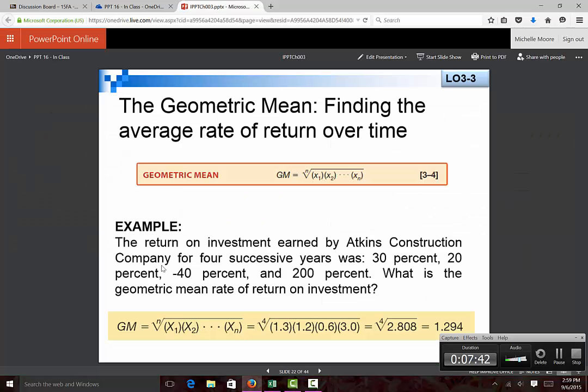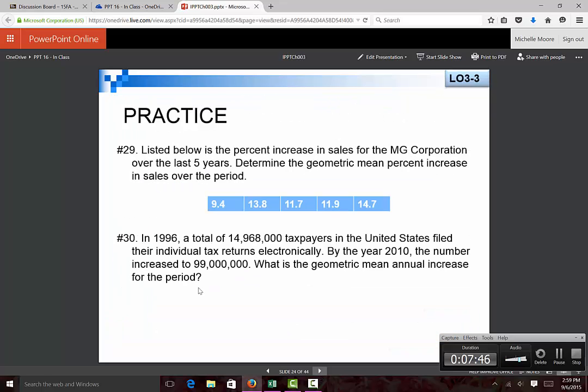Now, in our next question down here, let's move back to our question slide. In 1996, a total of 14,968,000 taxpayers in the United States filed their taxes electronically, and by 2010, the number increased to 99 billion. So what's the geometric mean annual increase over this time period?